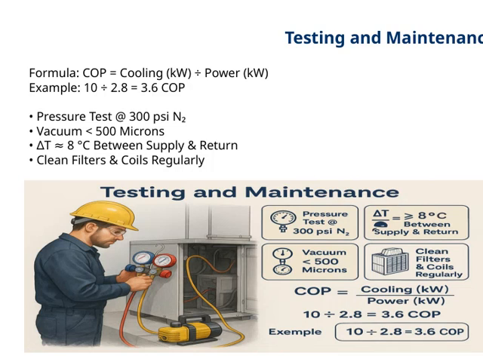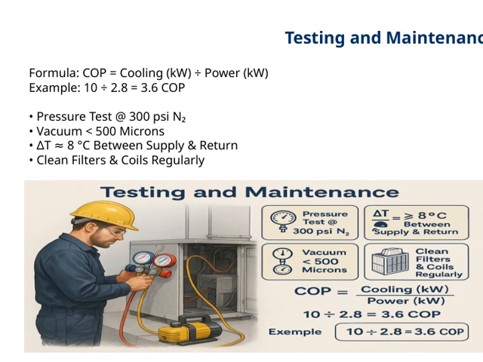Let's talk about testing and maintenance, which are crucial for ensuring our systems run efficiently. First, the COP, or coefficient of performance, is a key metric here. It's calculated by dividing the cooling output in kilowatts by the power input in kilowatts. For example, if we have a cooling of 10 kW and a power consumption of 2.8 kW, the COP would be 10 divided by 2.8, which equals approximately 3.6. A higher COP indicates better efficiency.